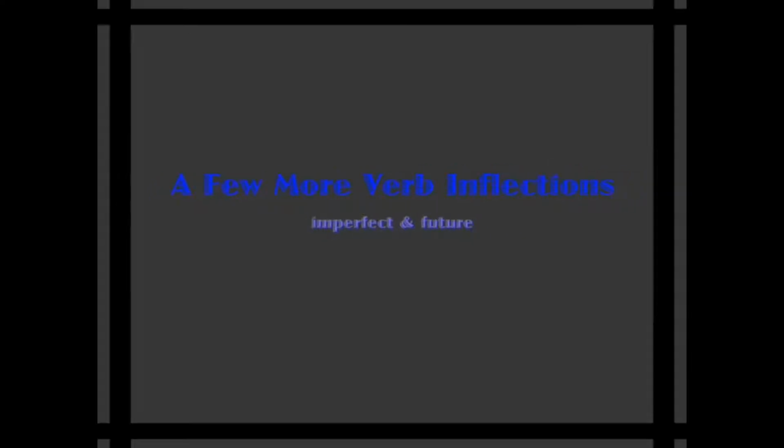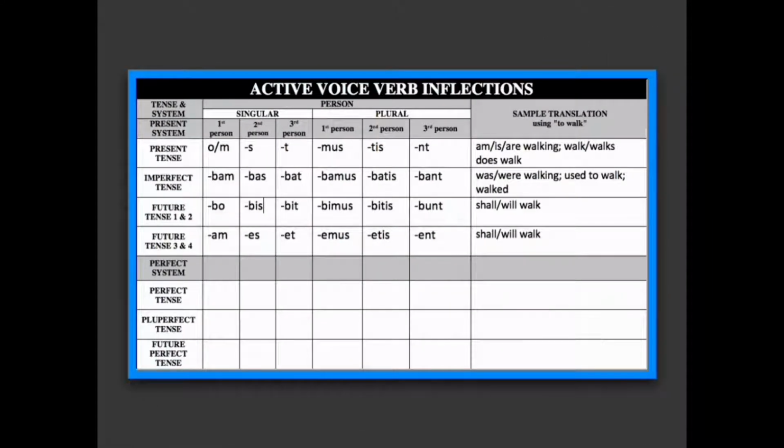In this lesson, we are going to learn a few more verb inflections, specifically the imperfect and future tense for regular verbs. This means that you will need your blue verb chart. Make sure that you pause the video and fill in all of the endings in the small boxes and the translations on the right side of the chart.